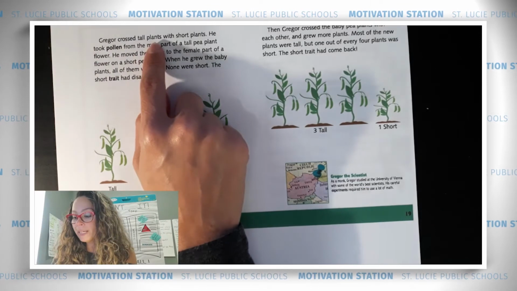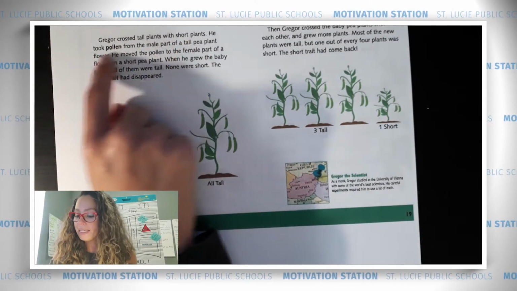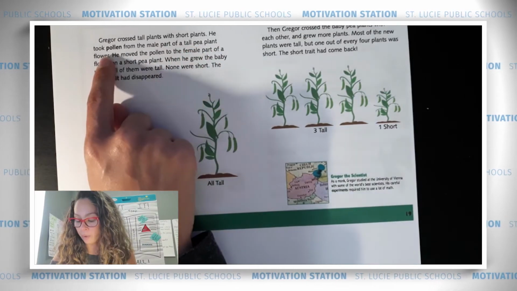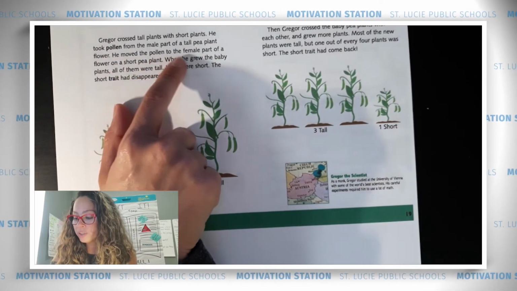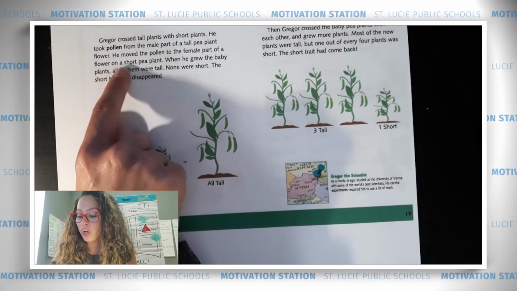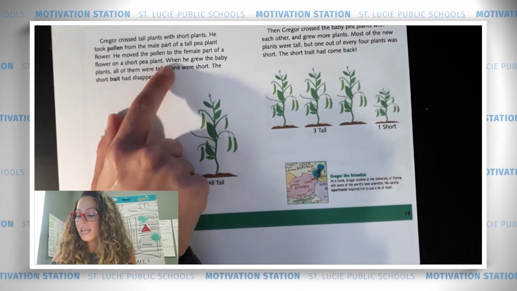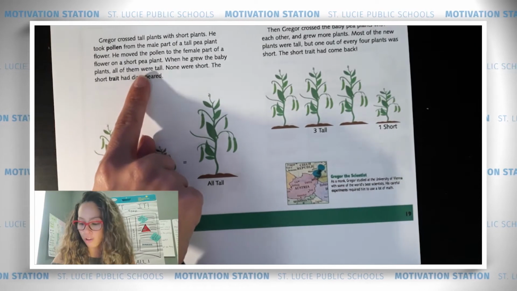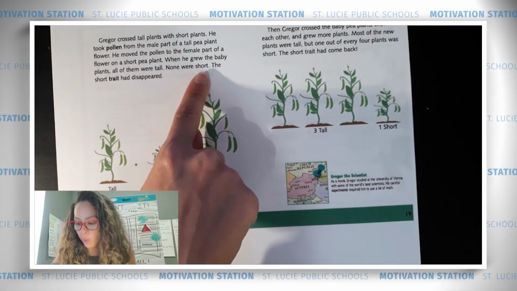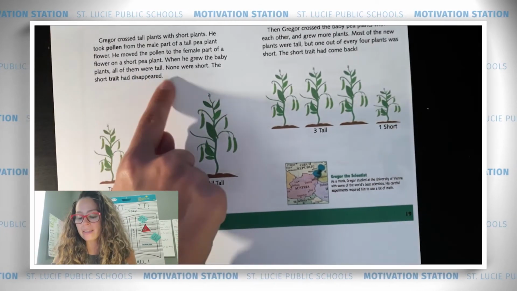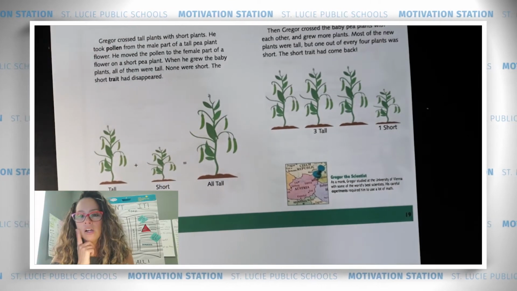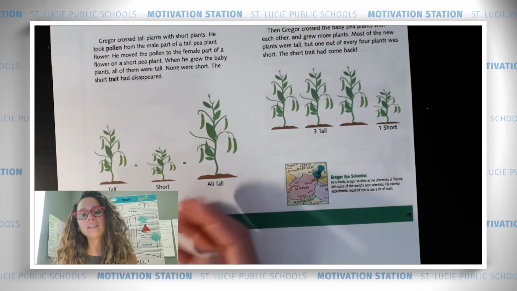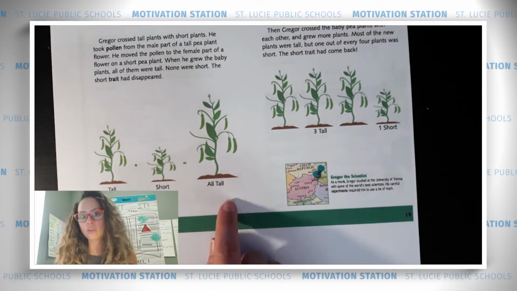Gregor crossed tall plants with short plants. He took pollen from the male part of a tall pea plant flower. He moved the pollen to the female part of a flower on a short pea plant. When he grew the baby plants, all of them were tall. None were short. The short trait had disappeared. He took a tall plant and a short plant, but they all still came out as a tall plant.